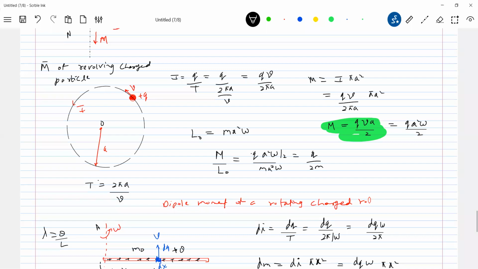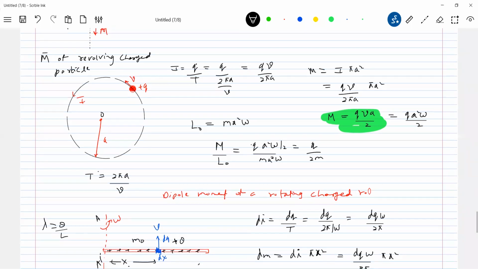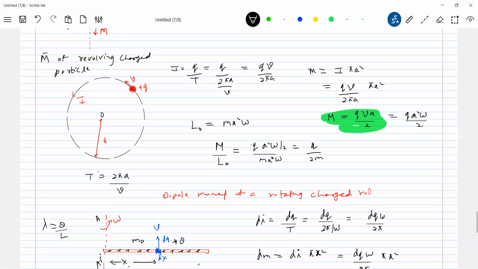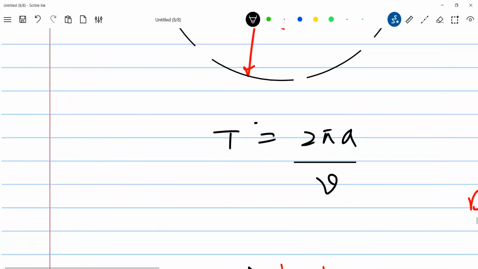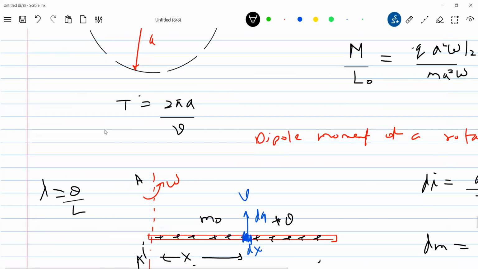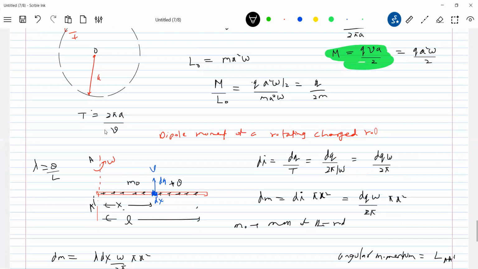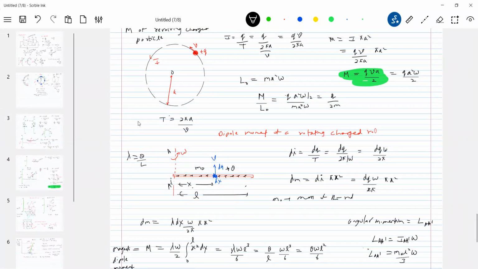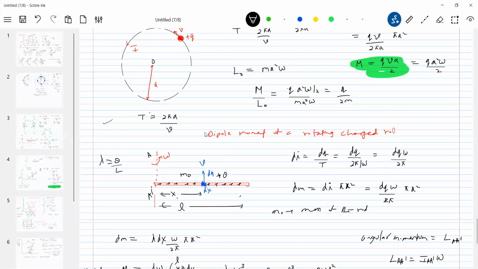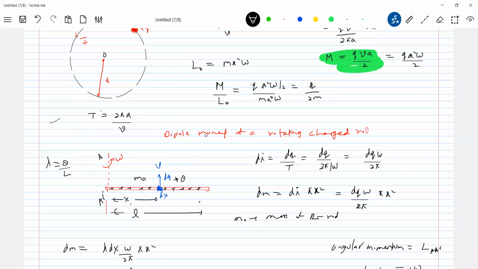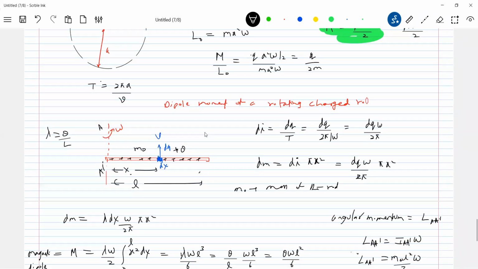Means either you take a charged particle or rotating rod or rotating disk or any non-conducting charged object, if it is rotating about any axis, the ratio of its dipole moment to angular momentum should be equal to charge divided by twice its mass. I think this will be very easy to calculate. We have already explored the angular momentum concept. Angular momentum we can find out very easily, so dipole moment will become easy for us to calculate.